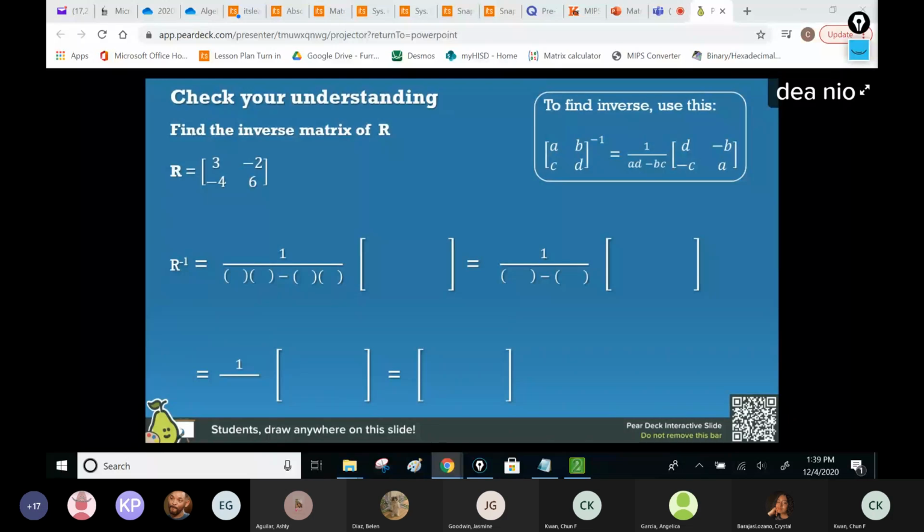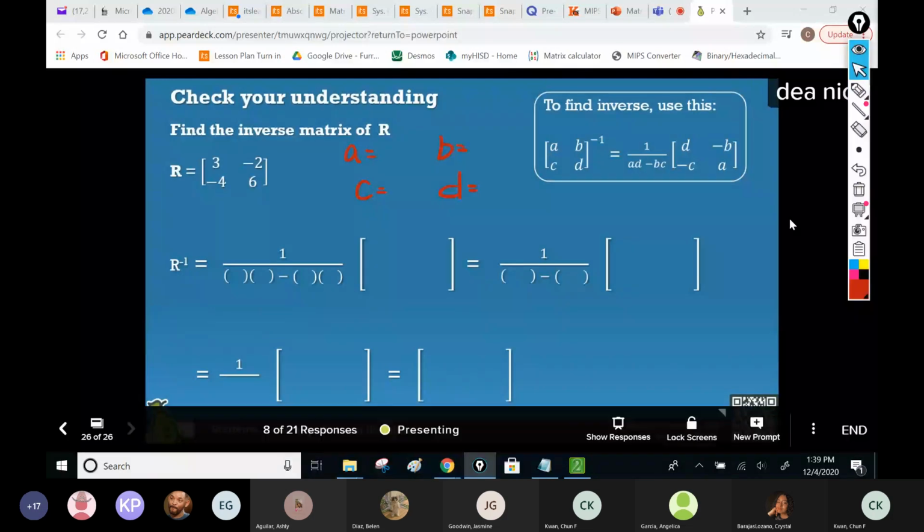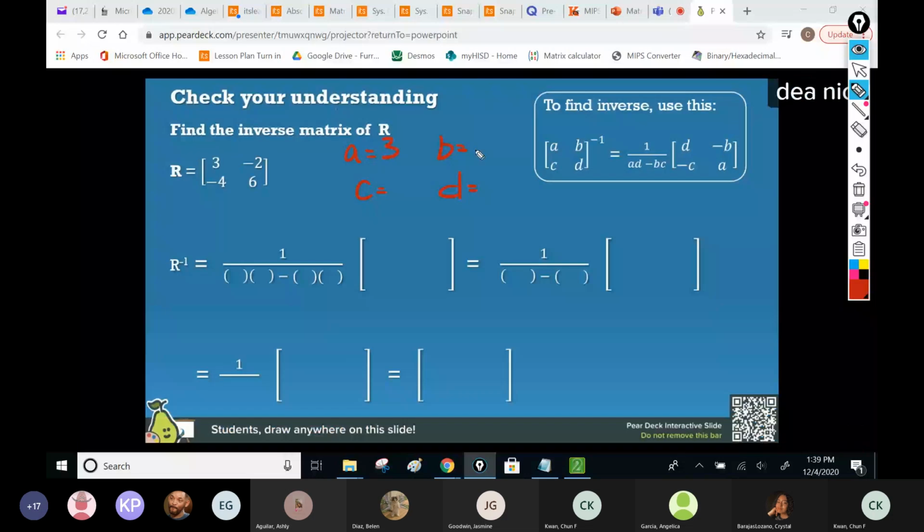All right, so anyone look at my screen? A little help. So the A is positive 3, B is negative 2, C is negative 4, and then D is positive 6. Now you're going to have to put in A times D, which means 3 times 6 right here. And then you also want to plug in B times C, which is negative 2 and negative 4 right here.